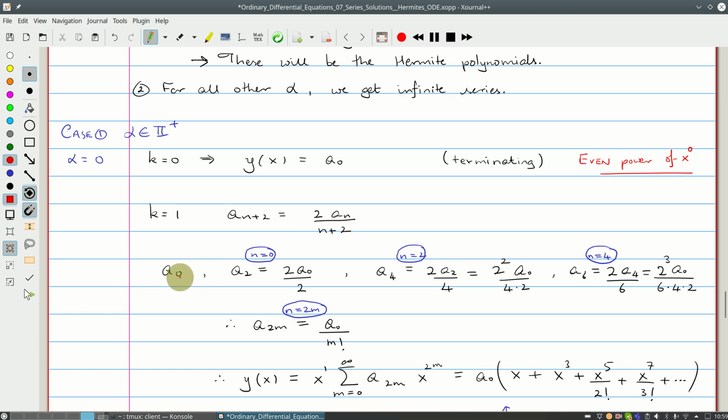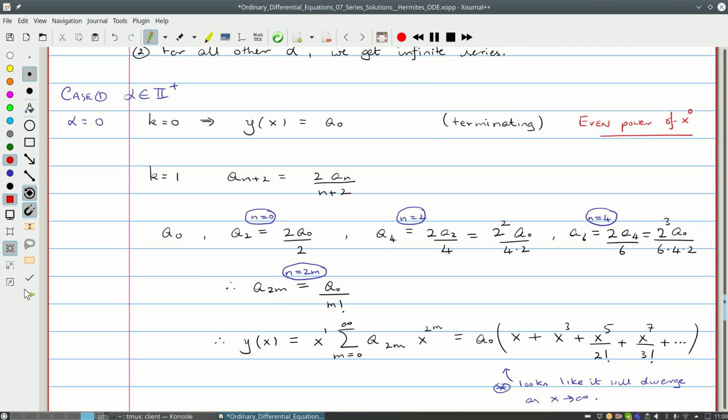Start with a0. n is equal to 0 gives you a2. a2 is equal to 2a0 divided by 2. n is equal to 2 gives you a4. a4 is equal to 2a2 divided by 4. And you can put in this value for a2. That gives you 2 squared a0 divided by 4 times 2. n is equal to 4 gives us a6 as 2 cubed a0 divided by 6 times 4 times 2. And in general, there's a pattern here. a of 2m, where n is 2m, is equal to a0 divided by m factorial.